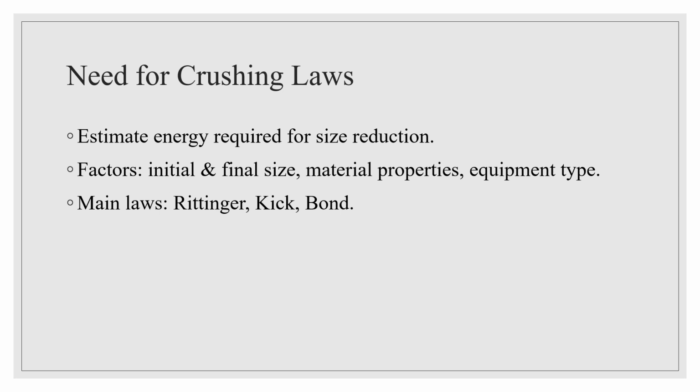Which factors are needed to calculate the power requirement? The initial and final size of the particle, the material property, and which equipment we have used. Mainly based on the initial and final size, we can easily calculate the power requirement of any size reduction equipment. In chemical engineering, we mainly use three crushing laws. First is Rittinger's law, second is Kick's law, and third is Bond's law. Let's understand what they are and how to calculate power requirement using these laws.